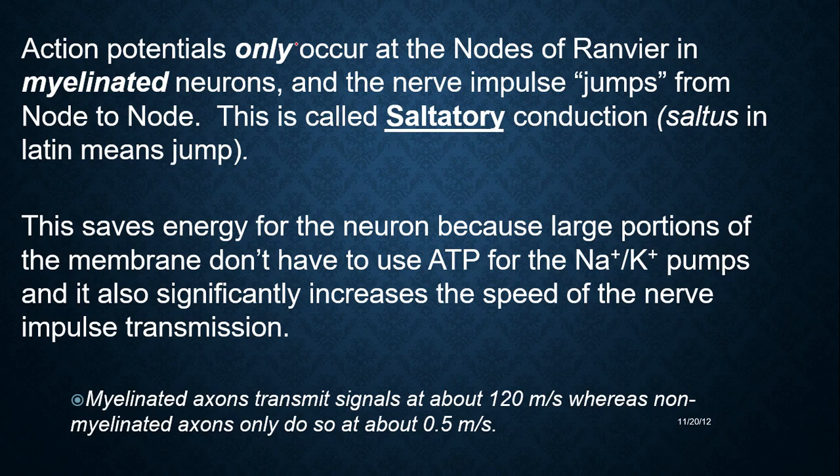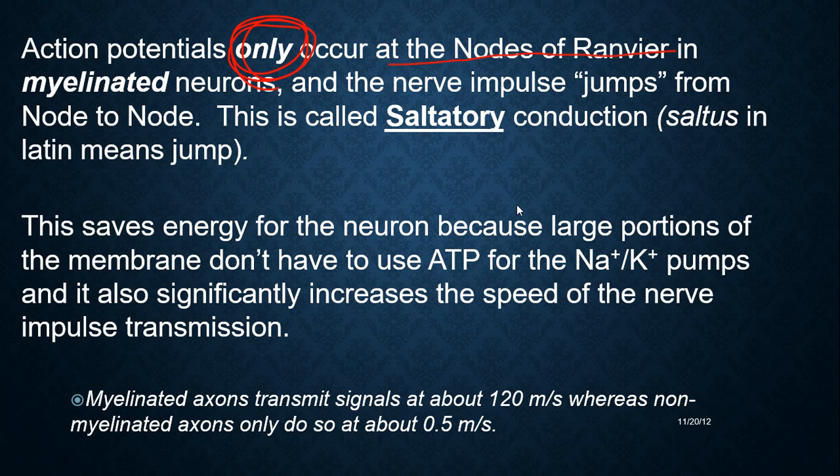So action potentials only occur at the nodes of Ranvier, not where the Schwann cells are. So what we get is action potentials jumping from node to node to node to node. Large sections of the neuron do not undergo depolarization and repolarization. So you're skipping big parts of the neuron, which means that these nerve impulses travel way faster.